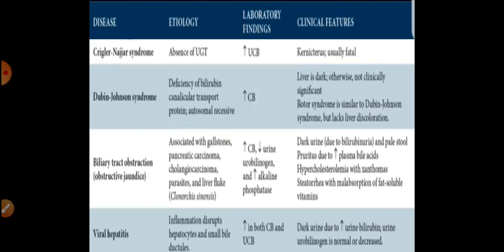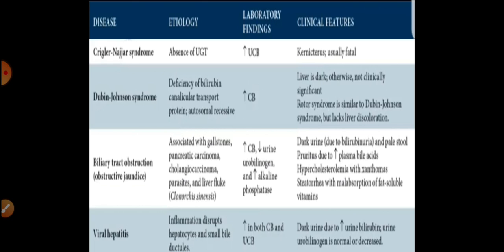Rotor syndrome is also due to deficiency of bilirubin canalicular transport proteins, and it is also an autosomal recessive disorder, but in Rotor syndrome, the liver is grossly and microscopically normal. So it is considered that in Rotor syndrome, apart from the canalicular transport protein defect, there are other associated defects, where the uptake and conjugation of bilirubin by the hepatocytes are also defective.